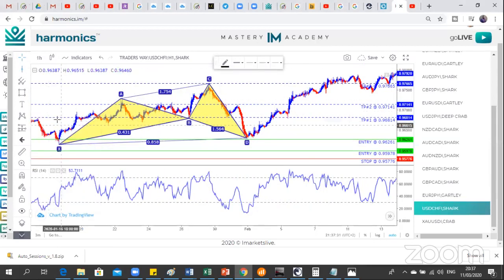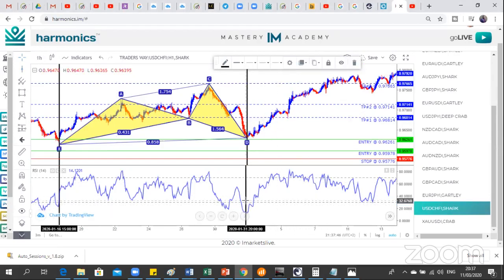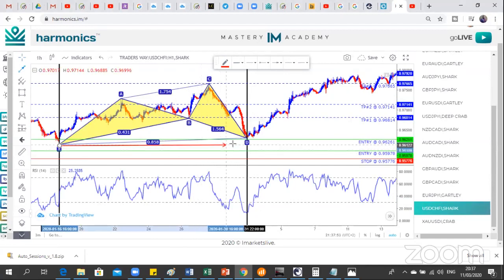Identify your X location. Identify your D location. Draw your X to your D. Is it going up or is it coming down? Everybody.